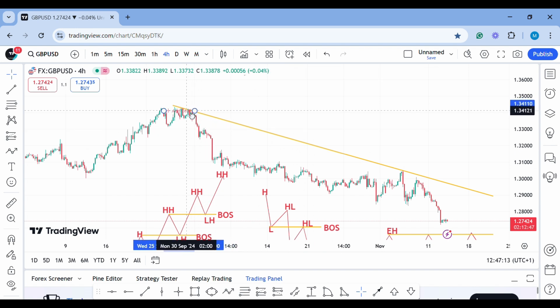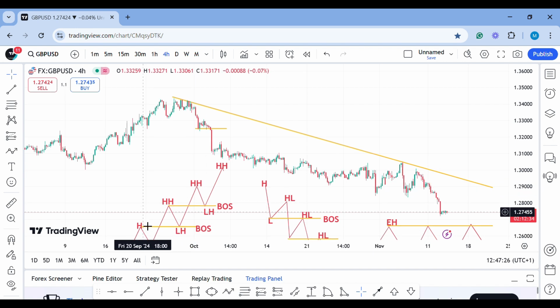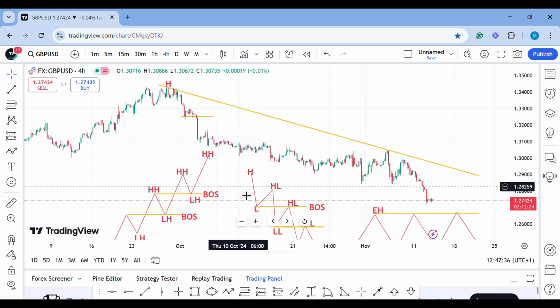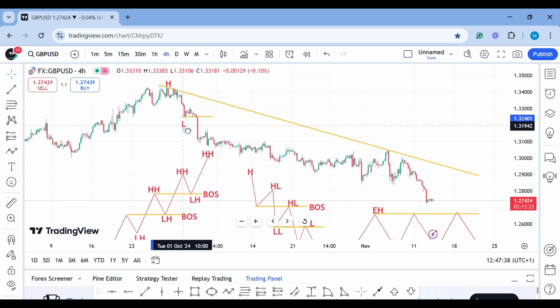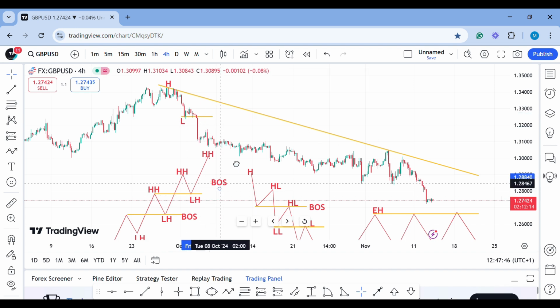If this is our high, then where will be our low? This will be our low. Then you see the break of structure. If this is our high, then this is our low. The market created this correctional move, then pushes downward with a break of structure, which is BOS on the chart.